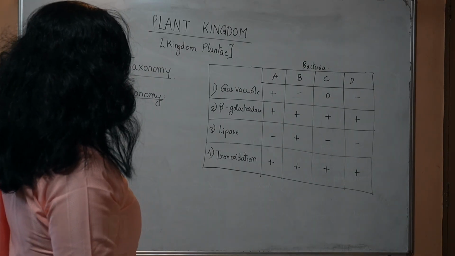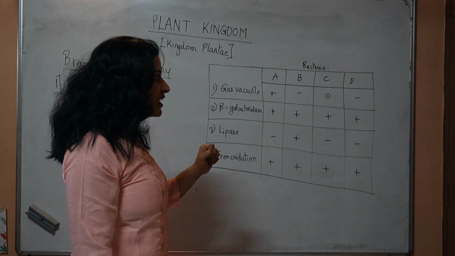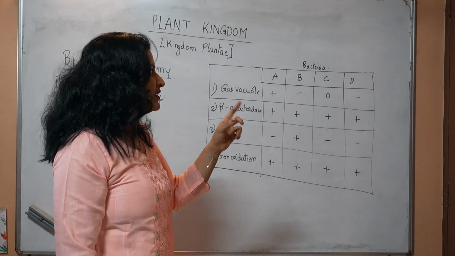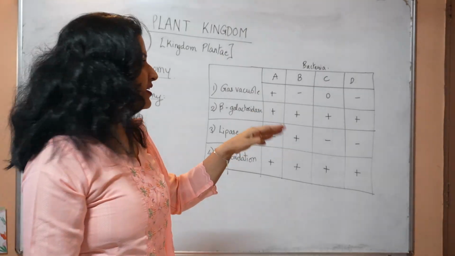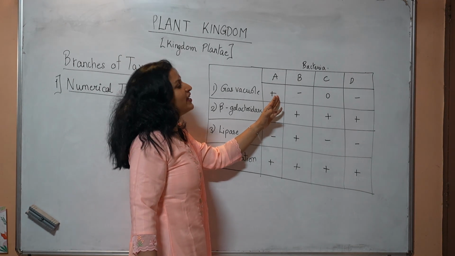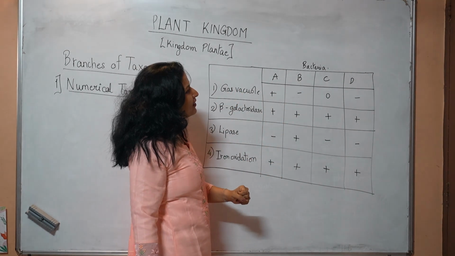Is it C or D? It is C. Why C? Why not D? Because C has 0. No? That means it is unknown. That means there are 50% chances. But D, it is 100% confirmed that it is negative. It is more likely that this is more closely related to A, and after C, who is more closely related, B or D? It would be D.